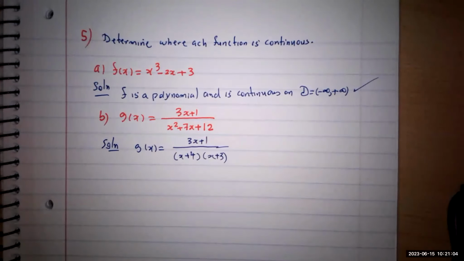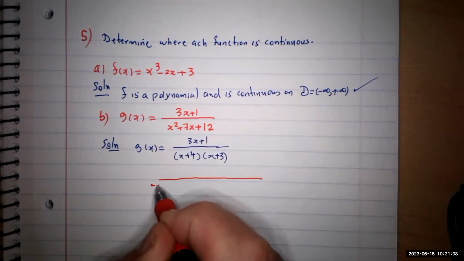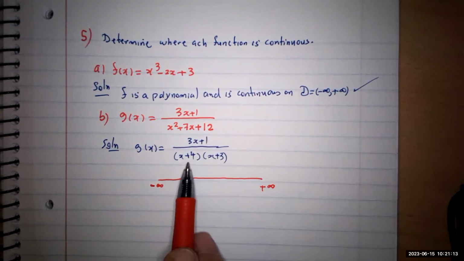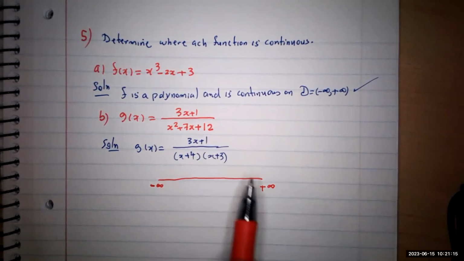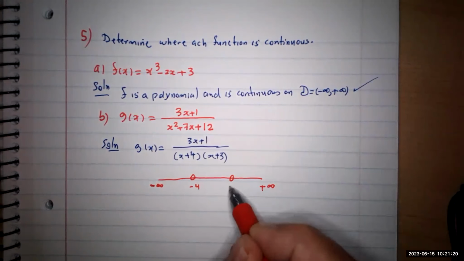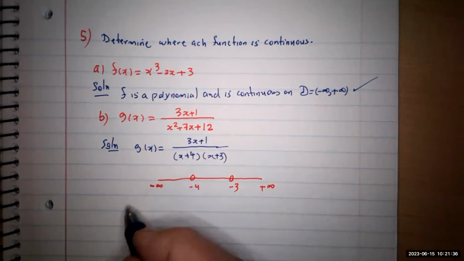So the denominator is going to be 0 at what? You see, the denominator would be 0 at -4 and -3. So you have to exclude -4 and -3. That's it. So this function is continuous everywhere except when x equals -4 and -3, because the denominator would be 0, it's undefined. That's it. But write it in interval notation.